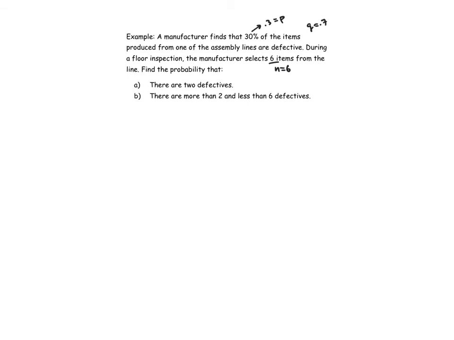Okay, find the probability that 2 are defective. Now that confirms it. Defective is considered success because that's what I'm looking for. Okay, so the probability, and I'm going to define a new random variable, y. I'm going to say that y is binomial, 6 trials and 0.3 is success. And that'll represent the number of defectives in a floor inspection.